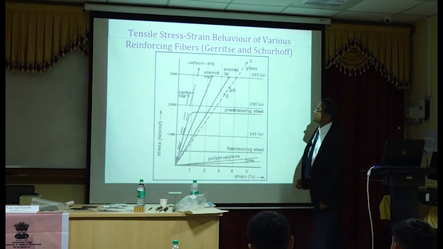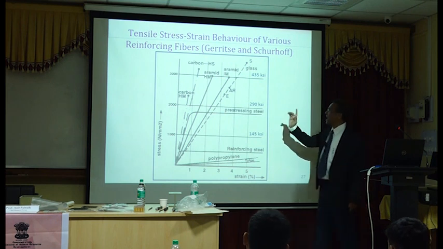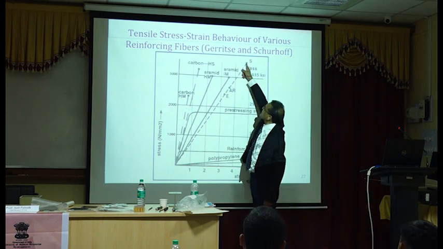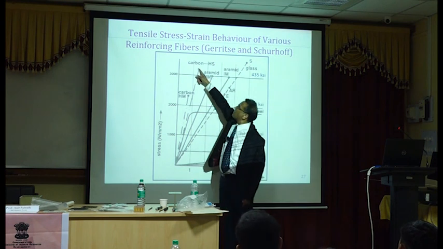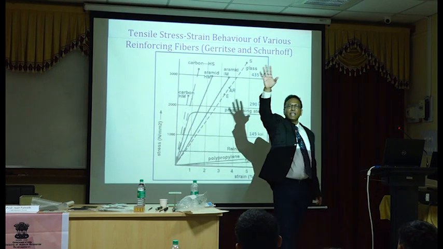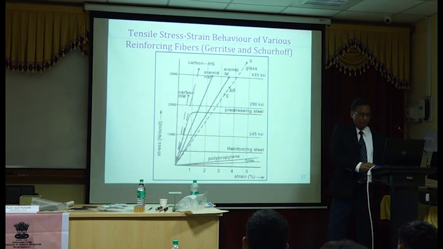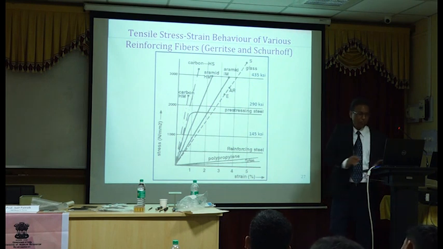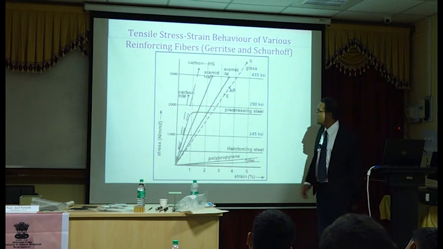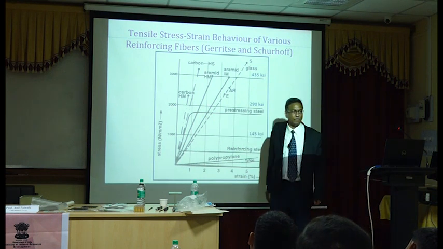So what's common with all these fiber stress strain curves? They're all linear, and they're linear all the way up to the failure point. So everywhere here it will go linear and then fail all of a sudden. Very, very big problem. So basalt is very similar to glass.